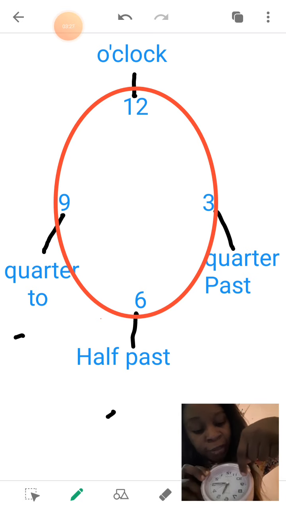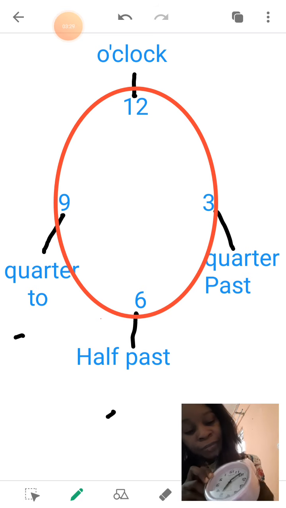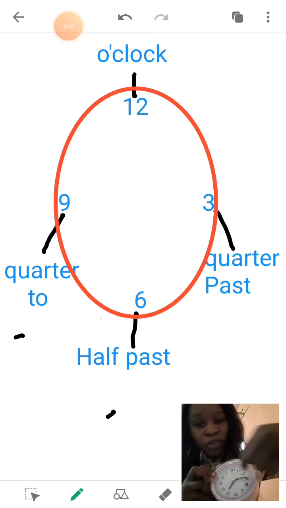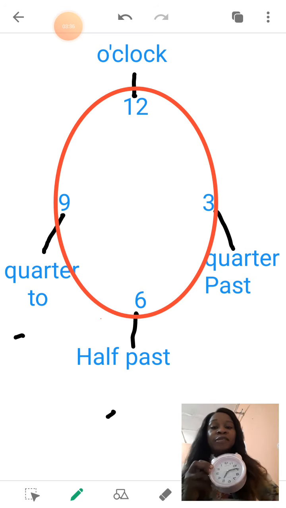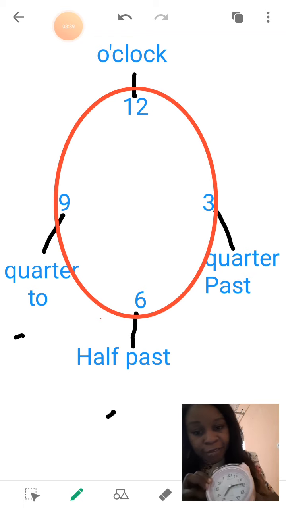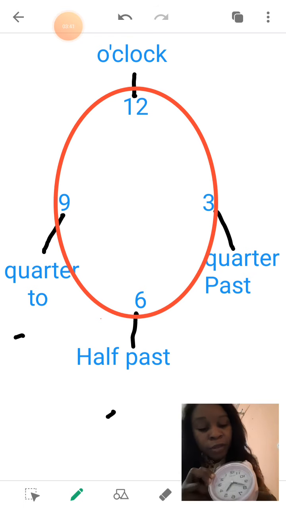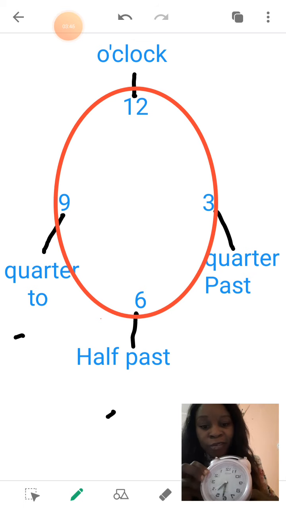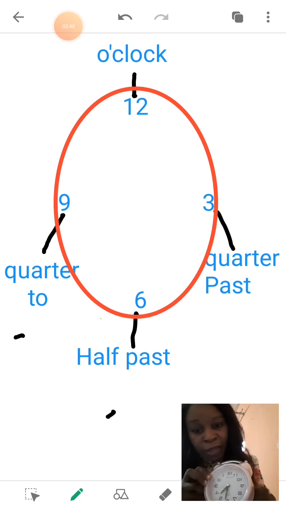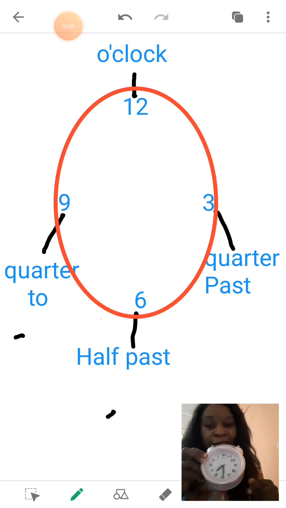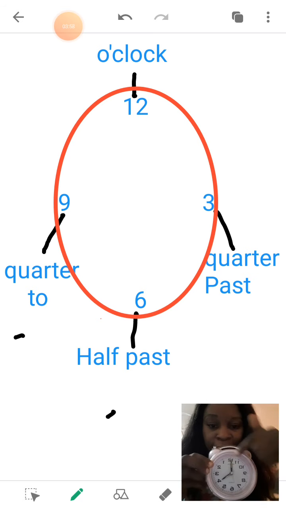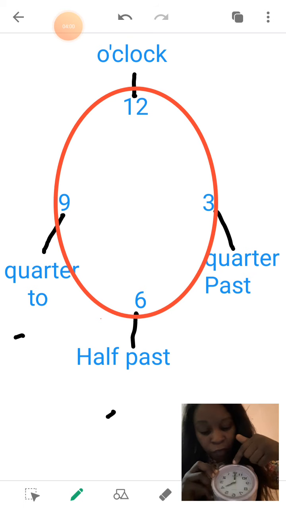On the 9, I move my clock. Quarter to. Most times the 3 and 9 are always on the same axis. Then the 6, I move again. Half past. Sorry, my clock is bending, so it's looking as if it's bent. Half past. And then the 12, which is the king of the clock. O'clock.